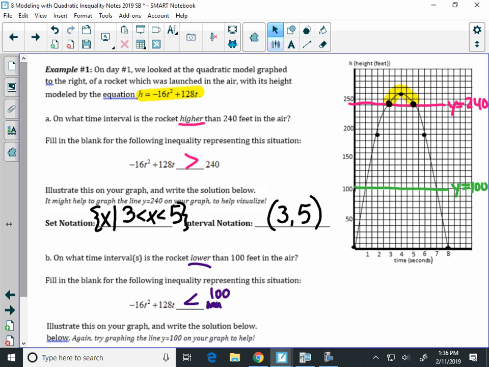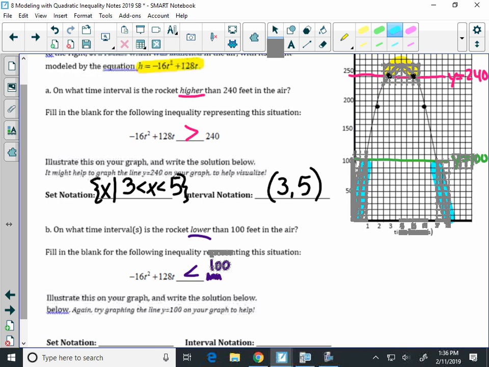Now, when I take a look at this graph, how many parts am I highlighting that are lower than 100 feet? 2 parts. So my answer is going to have 2 inequalities. Now, I want you to hold back here before you write your answer. It's not exactly the same as what we did last week because this is an application problem. It's real life. So we have to think about real life constraints.